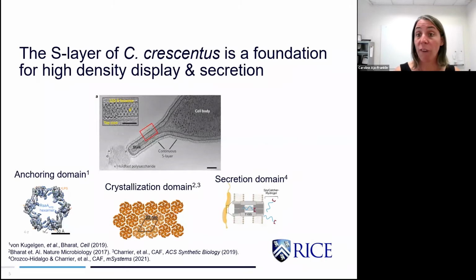So the foundation for our approach is actually the surface layer, or S layer, of the oligotrophic bacteria Caulobacter crescentus. While there are many cool things about Caulobacter, one of the coolest is its S layer. This is a crystalline lattice that is found on the outermost surface of the cell. And if you look by EM, you can actually see this hexameric 2D crystal that's composed of proteins. This S layer is basically composed of 3 domains: an anchoring domain that anchors it into the peptidoglycan, a domain that forms these beautiful hexamers called the crystallization domain, and a domain that's actually responsible for secreting the protein outside the cell.